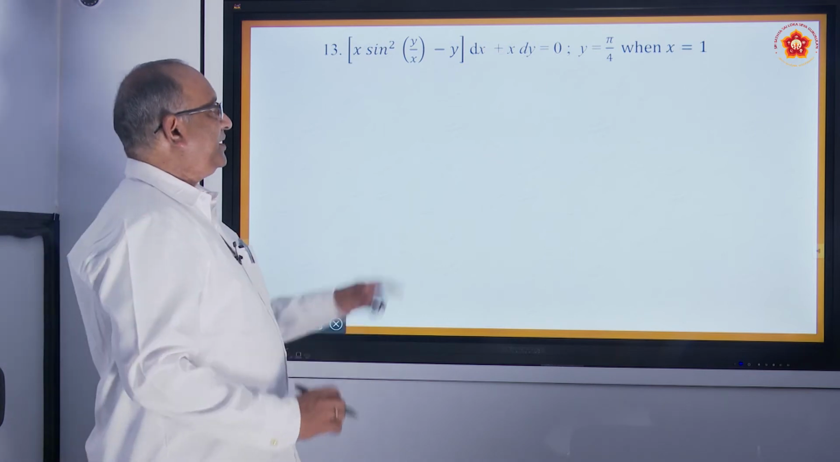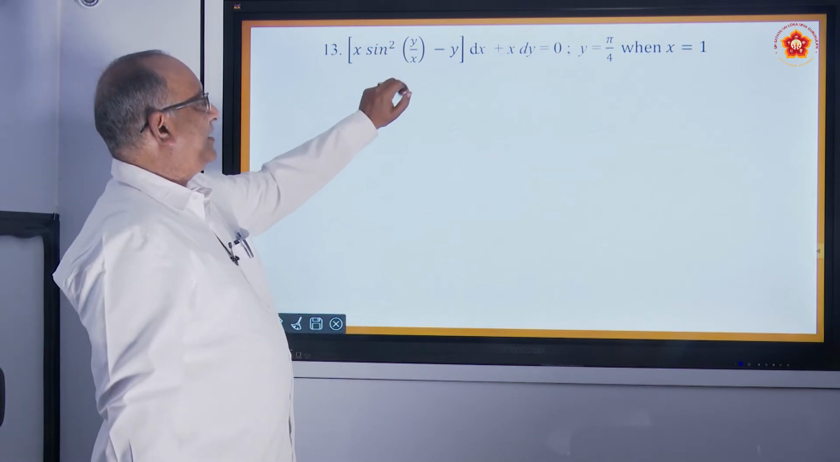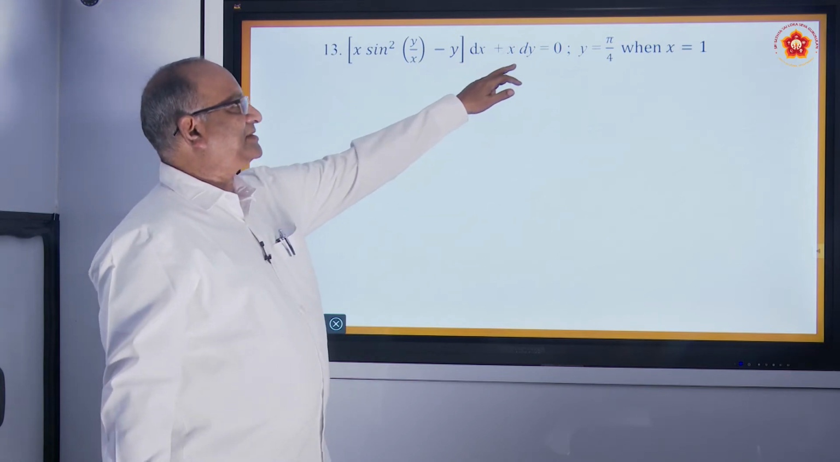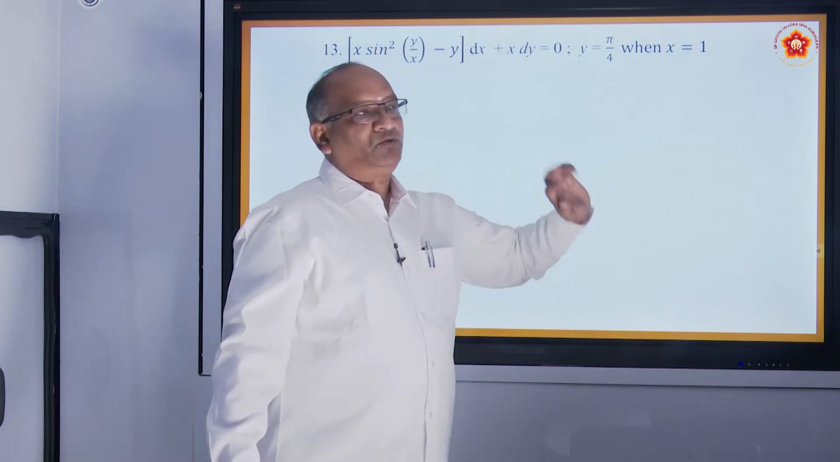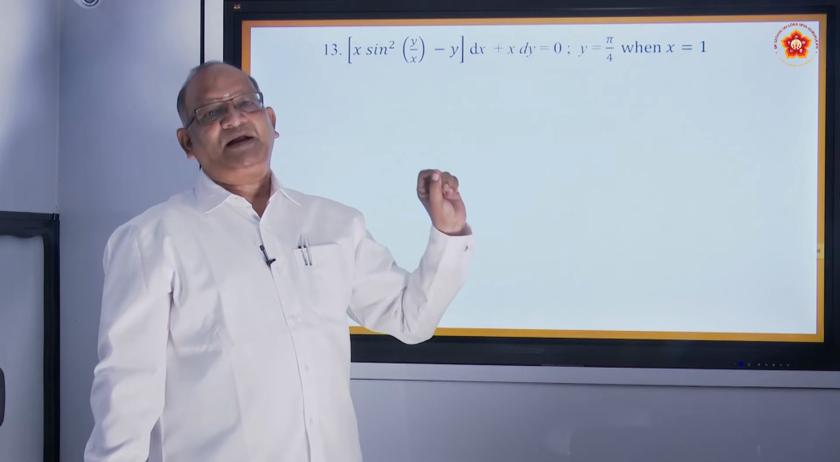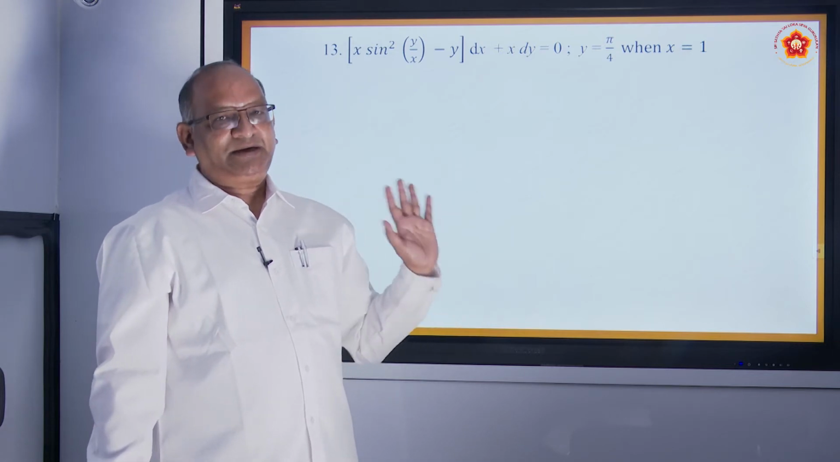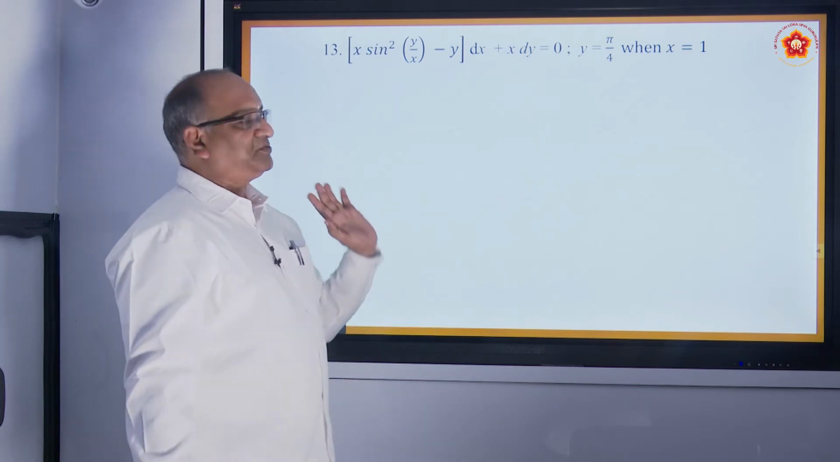Yes, let us look at this particular problem. x sin square y by x minus y dx plus x dy equal to 0. y is pi by 4, x is equal to 1. Those two values will be used in the end in order to find the value of constant of integration. Till that time we have nothing to do with those values. So, let us solve this problem.